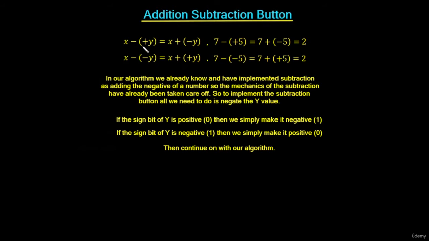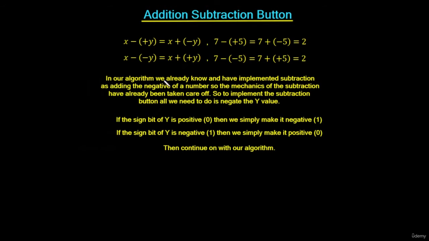Now the other option that we would have is that if y was a minus value, so we'd have x minus minus y, and that would be the same as x plus plus y. So here's an example here, 7 minus minus 5. Well, the two minuses cancel, make a plus, so that'd be 7 plus 5. So that'd be 7 plus plus 5, which is a value of 2. So we already have this built into our algorithm.